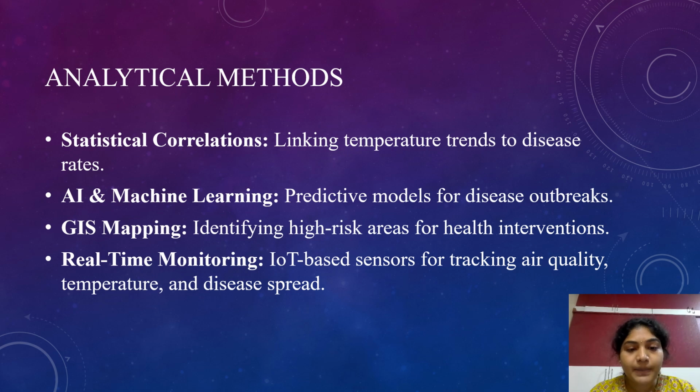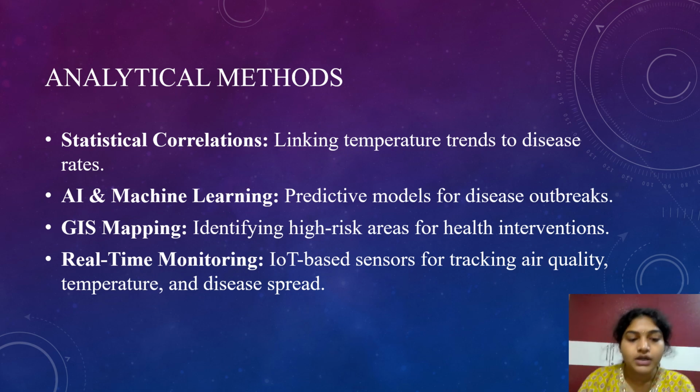And GIS mapping, identifying high risk areas for health interventions. Real time monitoring, IoT based sensors for tracking air quality, temperature, and disease spread. We can also use real time monitoring such as IoT based, Internet of Things based, sensors for tracking the air quality, temperature, and disease spread.